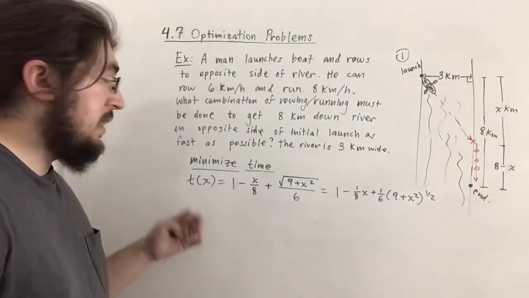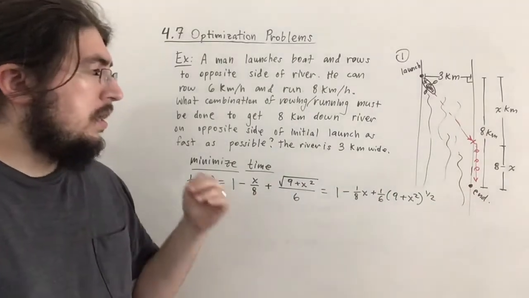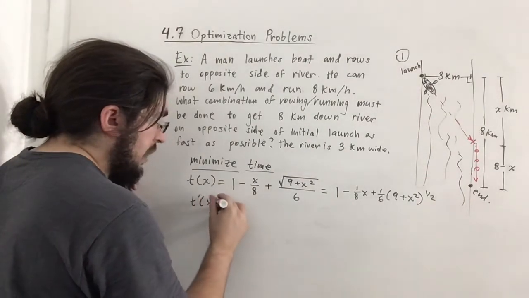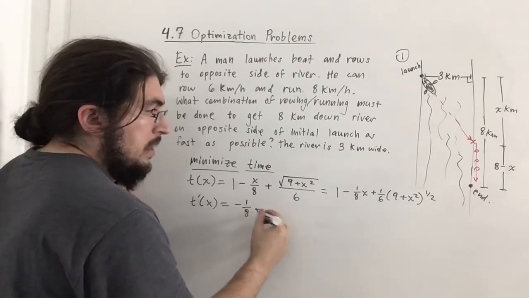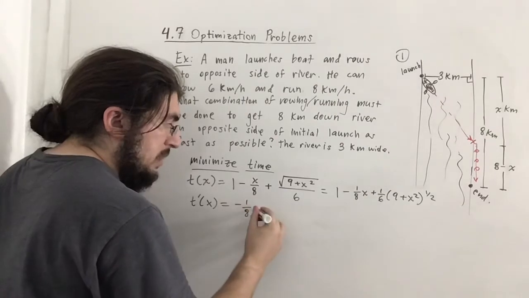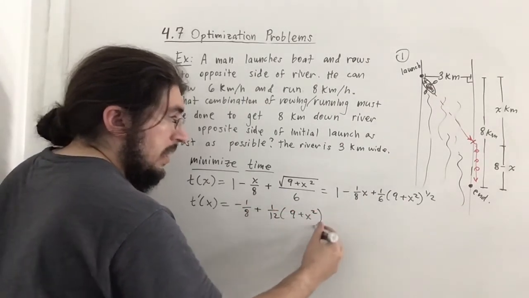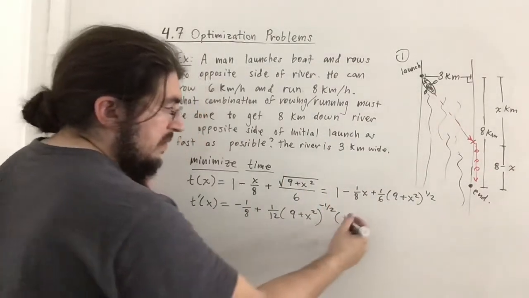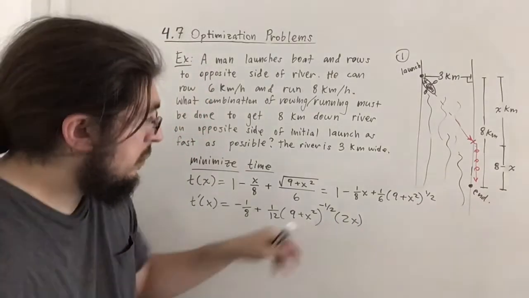All right, so I've erased things and I have the function we just got. And I even wrote it in a nicer way here so we can apply the derivative rules a little faster. So now finally we have t prime of x is equal to 1 goes to 0, negative 1/8 x goes to negative 1/8. The derivative of 1/6 times this to the 1/2 is 1/2 times 1/6, which is 1/12. That base 9 plus x squared to the 1/2 minus 1 is negative 1/2. And then my chain rule derivative of the inside is 2x. Notice we have these cancellations here, 2 and 12.